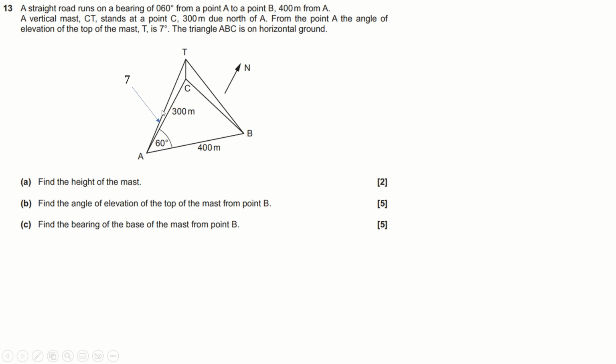So let's draw this triangle out because it's asking us for the height of the mast, I think. So let's draw this left triangle out like this, and we get tan 7 is equal to opposite over adjacent, and then we can solve that for the height. So height is 36.8 meters.